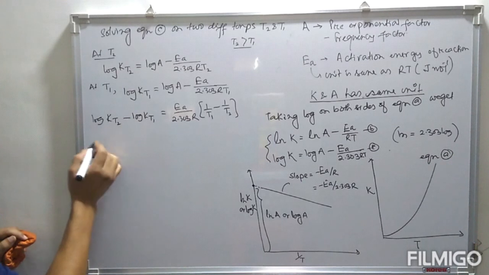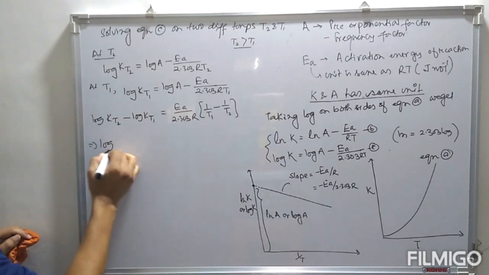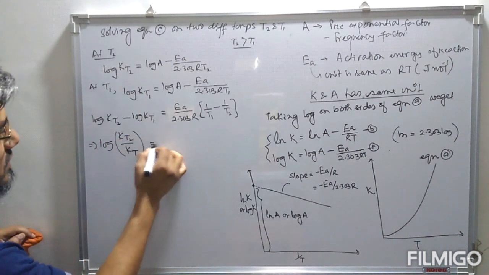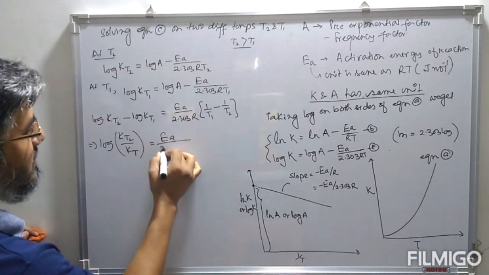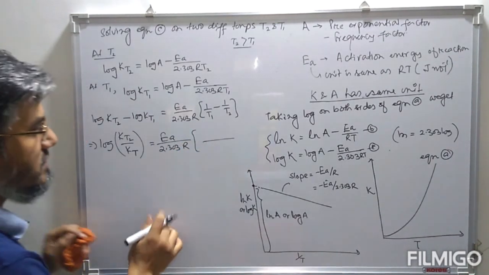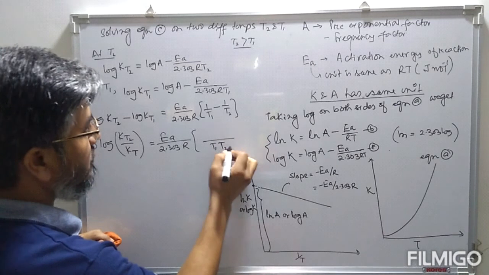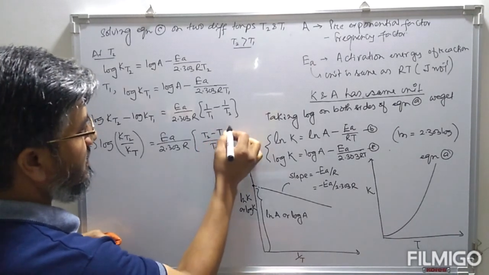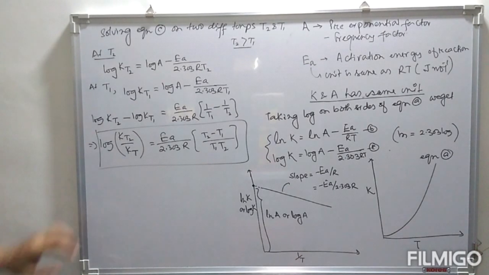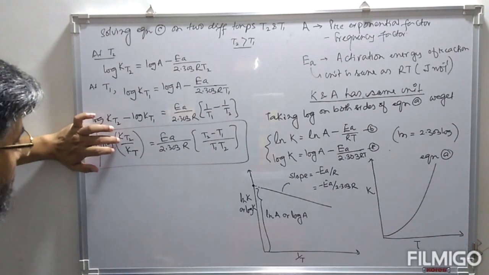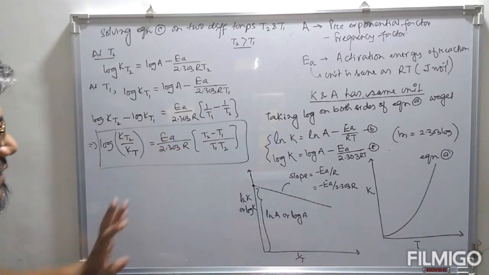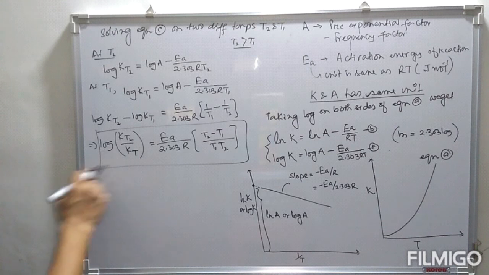So log k2 minus log k1 is equal to log k2 by k1. So we have log k2 by k1 equals Ea by 2.303 R. Take an LCM, so we have T1 into T2 in the denominator and T2 minus T1 in the numerator. So this is the equation that could be used to define the rate constant k if temperature is increased, provided we know the values of T1, T2 and activation energy. So this is the modified equation.